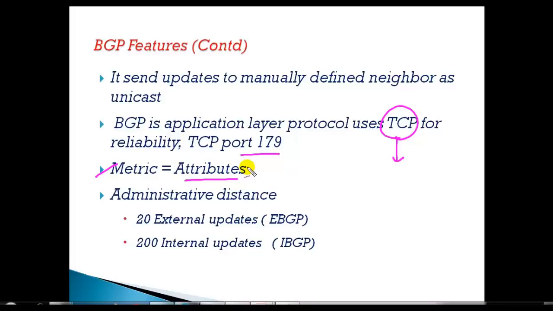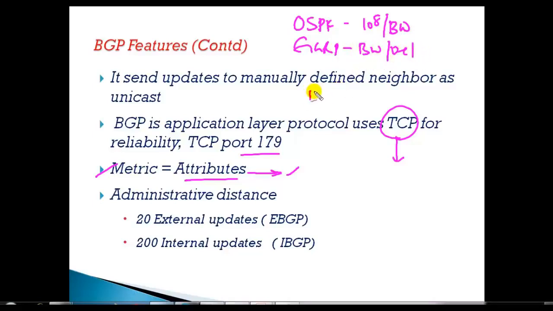BGP supports a very rich amount of attributes which can affect the path manipulation process. Like in OSPF, it uses bandwidth, and the default formula it uses is 10 to the power of 8 divided by bandwidth. In case of EIGRP, it is going to use bandwidth, delay, load, MTU, reliability. In case of RIP, it is going to use hop counts.